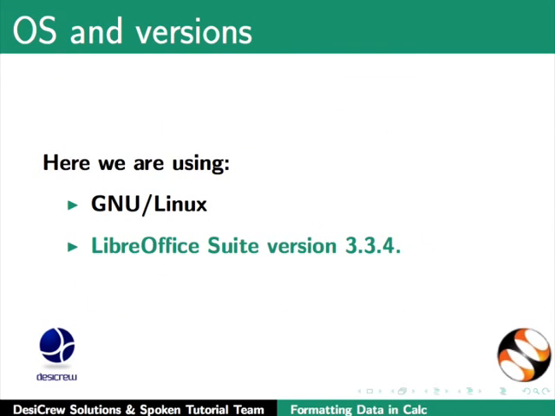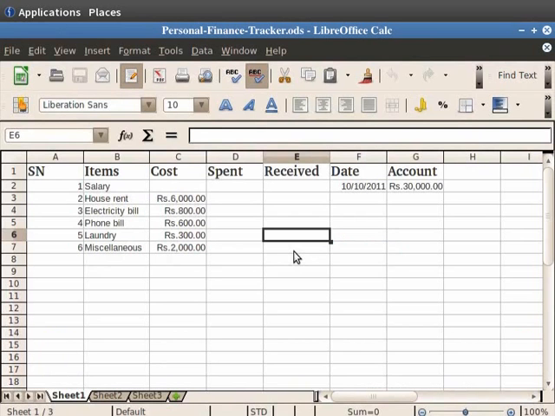First, let us learn about formatting borders in LibreOffice Calc. Let us open a personal finance tracker.ods file. Formatting of borders can be done on a particular cell or a block of cells. For example, let us format the cells with the heading serial number, item, cost, spent, received, date, and account.